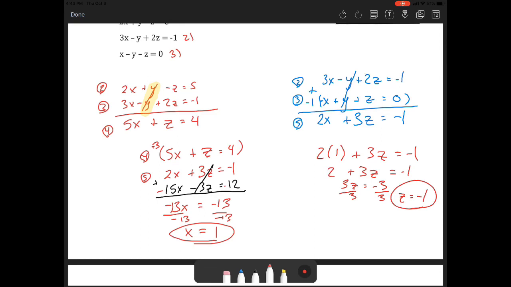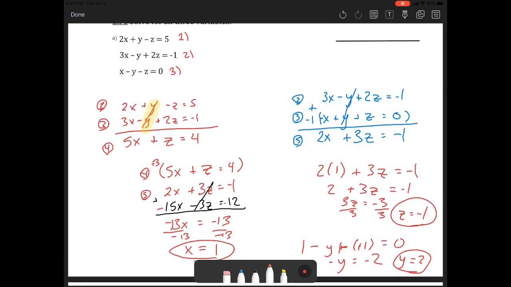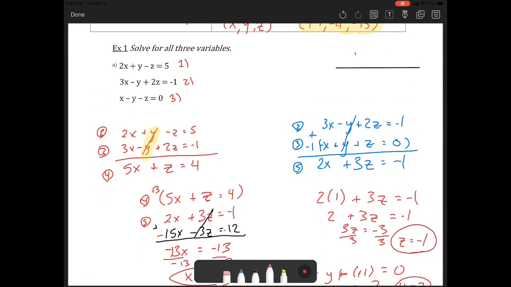So I'm going to take that third equation, which means I'm going to have 1 minus y minus negative 1 equals 0. So that's going to change to positive ones, which means I'm going to have negative y equals negative 2, which means I'm going to have y equals 2. So that means my final answer should end up being 1, 2, negative 1.